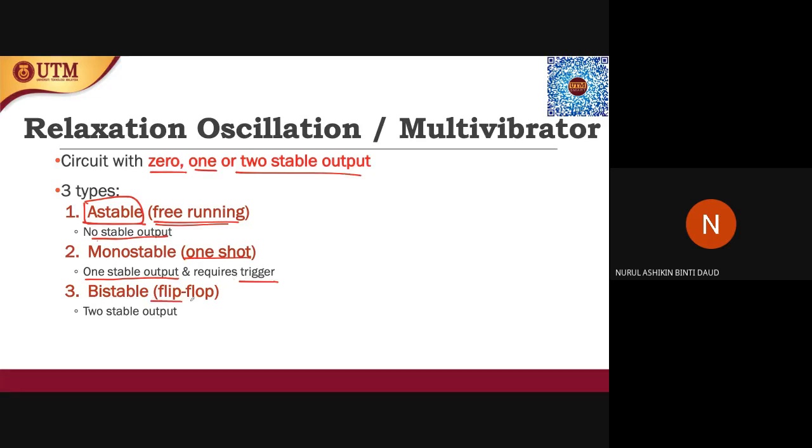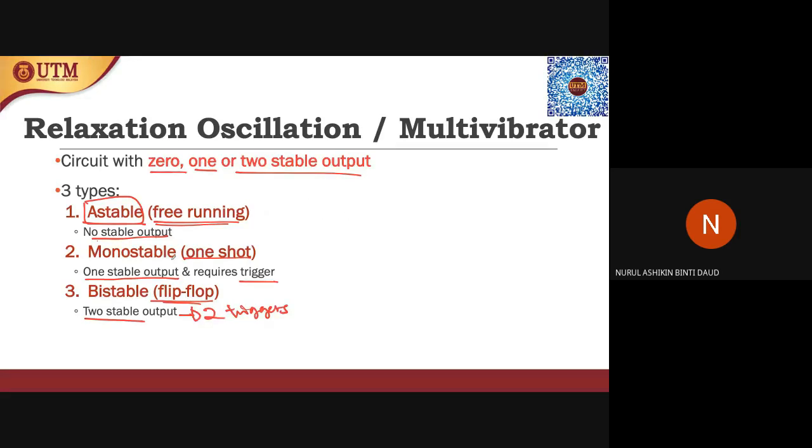For bistable, also known as a flip-flop, which is the famous name, it requires two stable outputs, and since there are two stable outputs, it also requires two triggers. Since astable is also known as free running, it means that the output can continuously switch from one state to another without any delay.